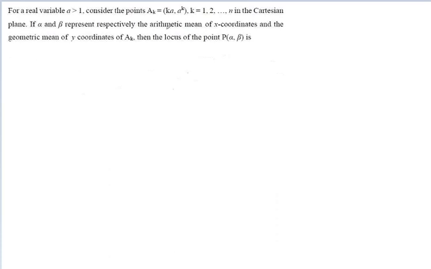Consider the points A_k = (ka, a^k), where k = 1 up to n, in the Cartesian plane. If alpha and beta represent respectively the arithmetic mean of the x coordinates and the geometric mean of the y coordinates of A_k, then find the locus of the point (alpha, beta). Here the point A_k is given as (ka, a^k), where k = 1, 2, 3 up to n.